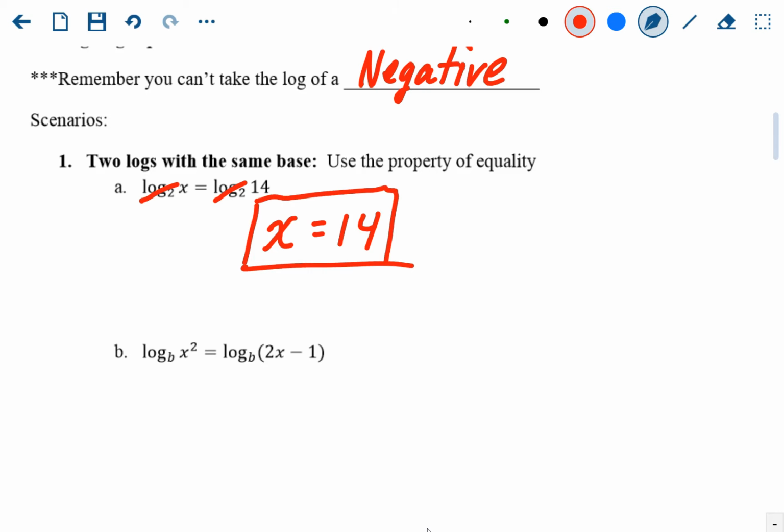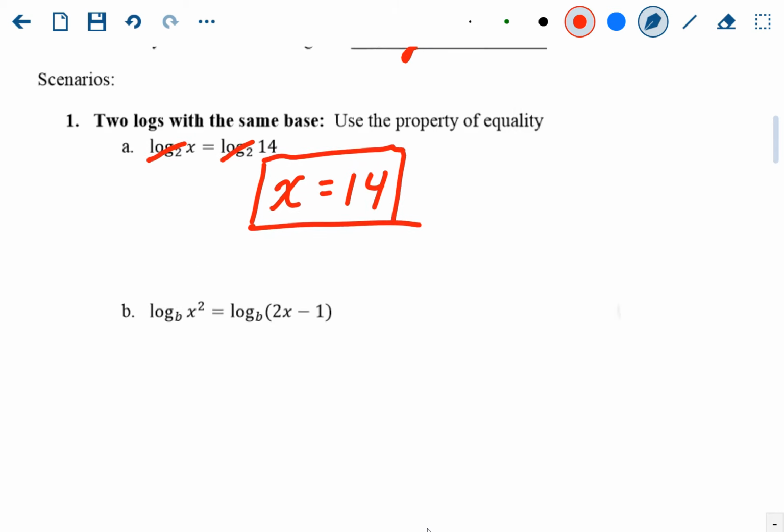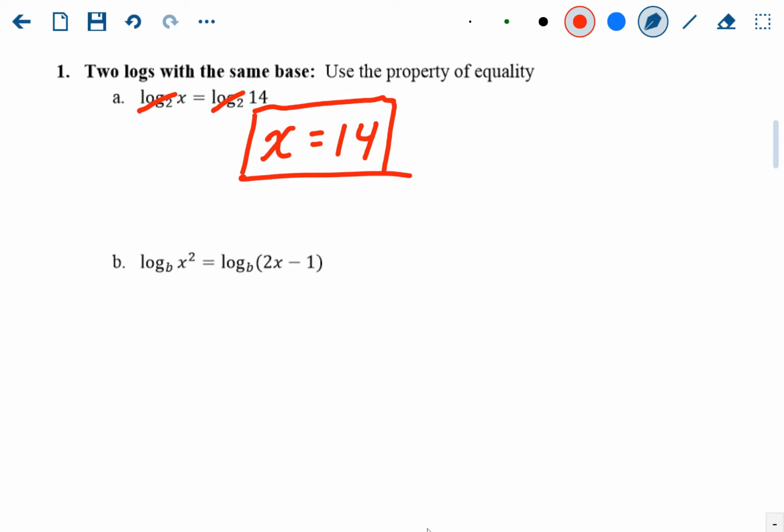Unfortunately, they're not all this easy. Now the one below it, part B, you have log base b and log base b. There's one on the left and one on the right, so we can ignore the log portion and just look at the argument portion. Using the property of equality, x squared equals 2x minus 1.